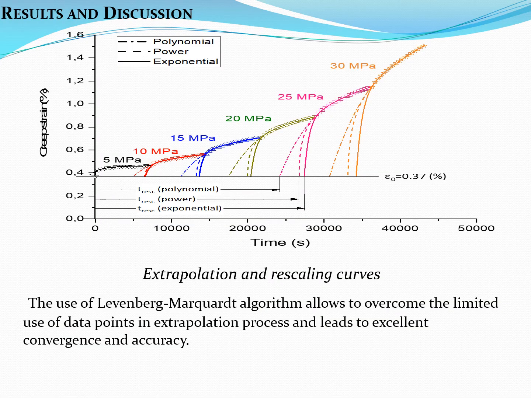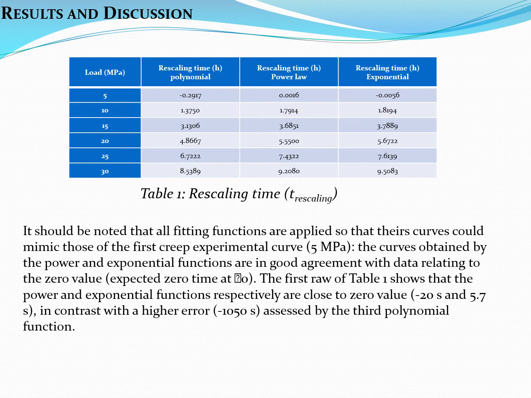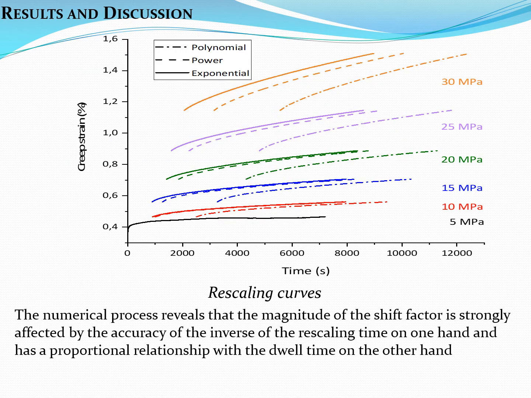So, to create the master curve, the experimental results are processed in 3 stages. The most important is the calculation of the rescaling time. For that, we have implemented 3 functions as shown, and the Levenberg-Marquardt technique is used. The first row of the table shows that the power and exponential functions respectively are close to 0, in contrast with the higher error assessed for the third, polynomial function. The present table shows that the exponential function gives the longest rescaling time at the highest stress levels compared to the other functions. This is what allows us to obtain a rescaling curve for each load separately.